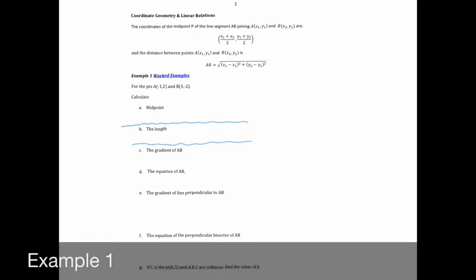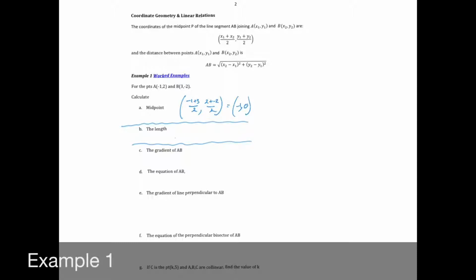Okay, so let's have a look at the midpoint first up. We've got the rule up there, so it's just adding the x coordinates divided by 2, and the y coordinates divided by 2. So in here we can see negative 1 plus 3 over 2 and 2 plus negative 2 over 2, and to simplify that gives us 1 and 0.